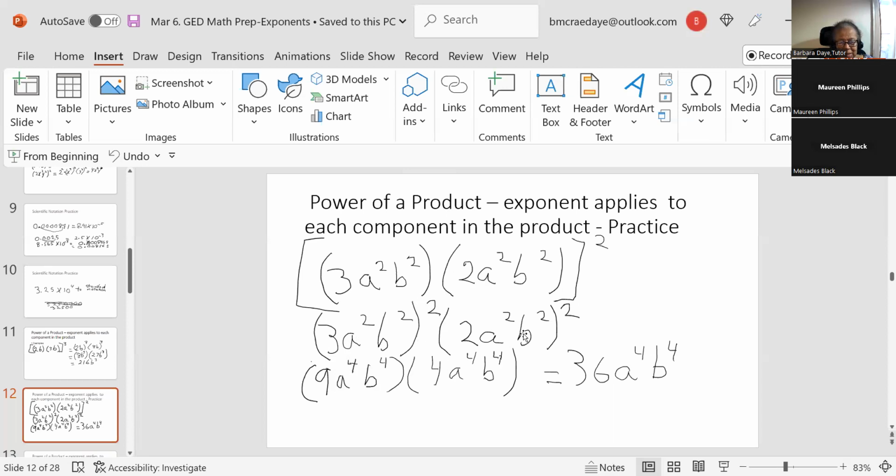And then for this other part of the product, we have 2 to the second, which gives us 4. Then a to the second gives us a to the 4, and b to the second, like 2 times 2, is b to the 4. So we have the same variables here, a to the 4th, b to the 4th. So we multiply the coefficients: 9 times 4 is 36. So our final answer is 36 a to the 4th b to the 4th.